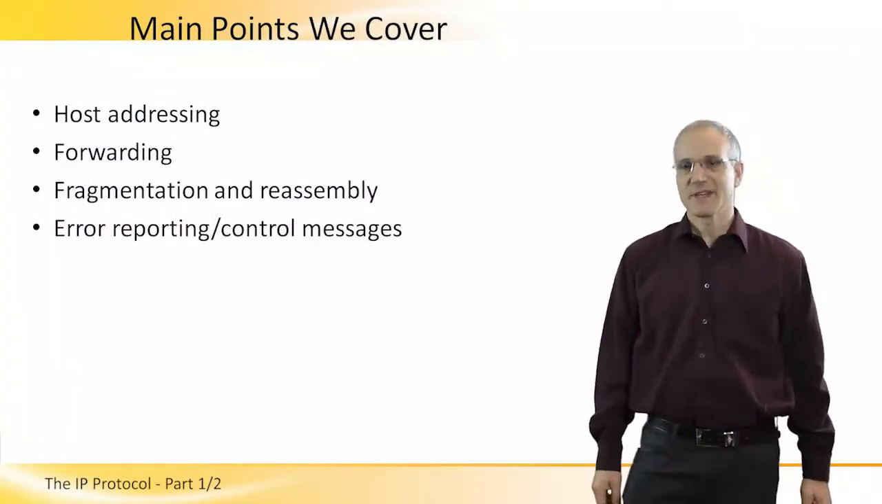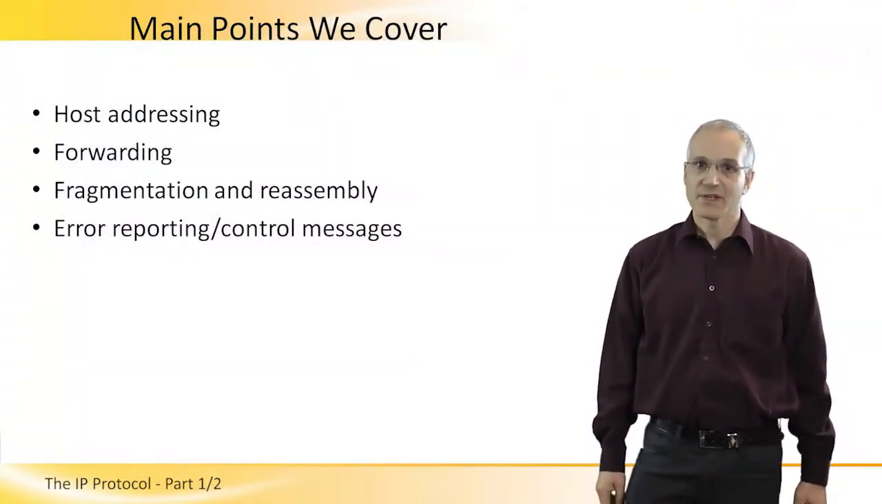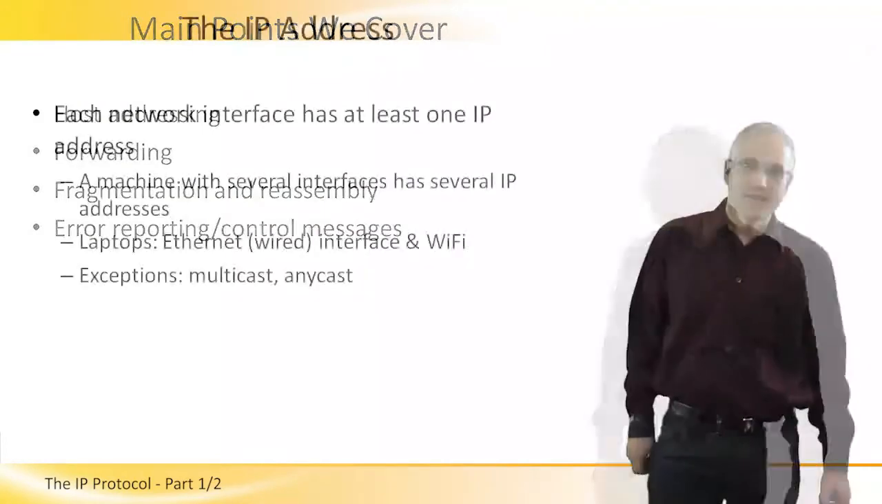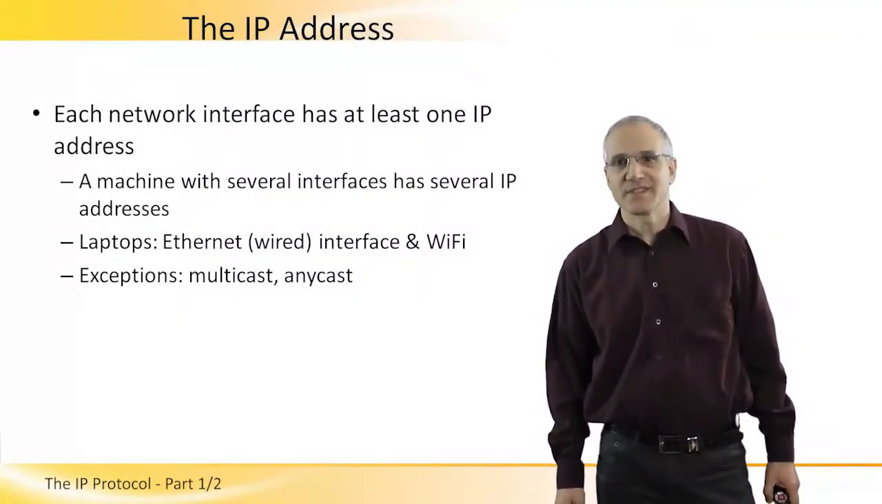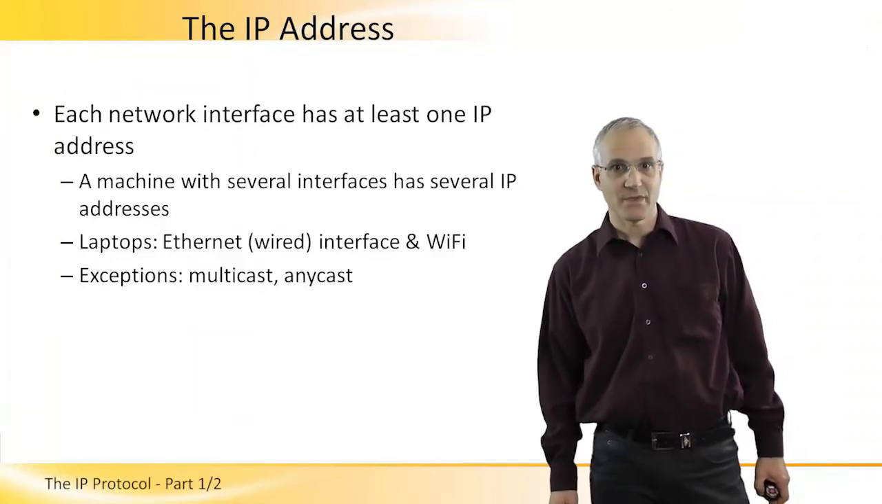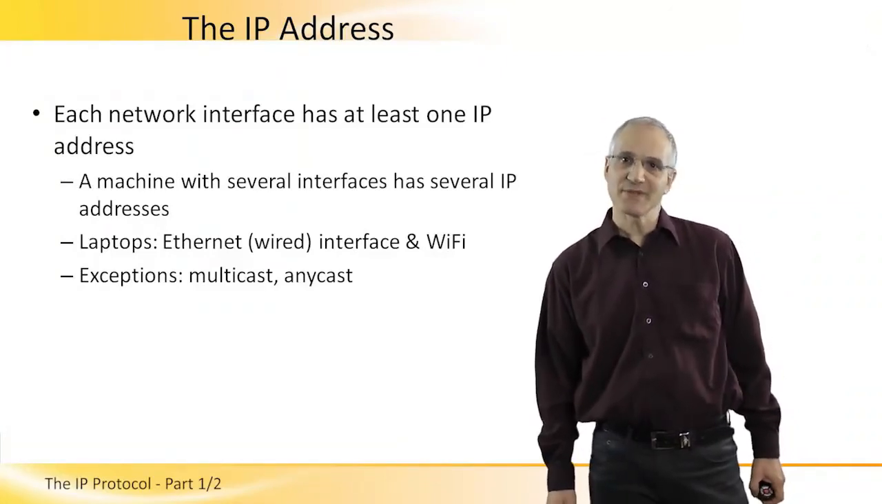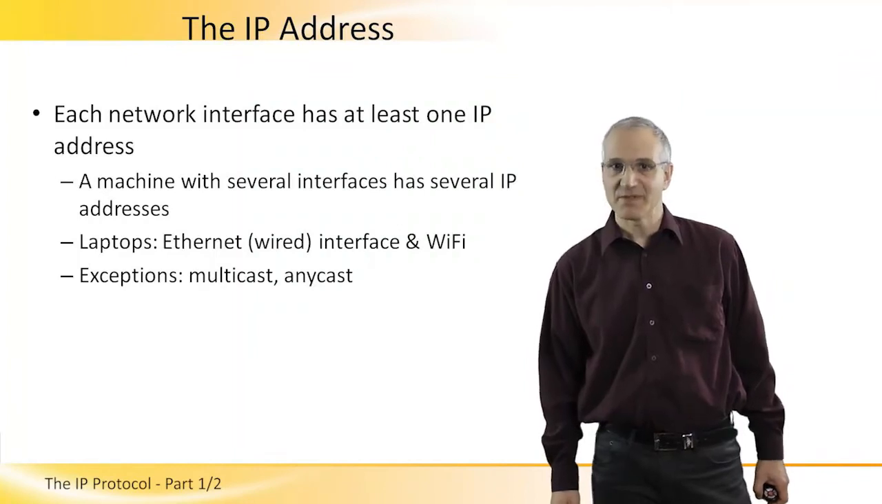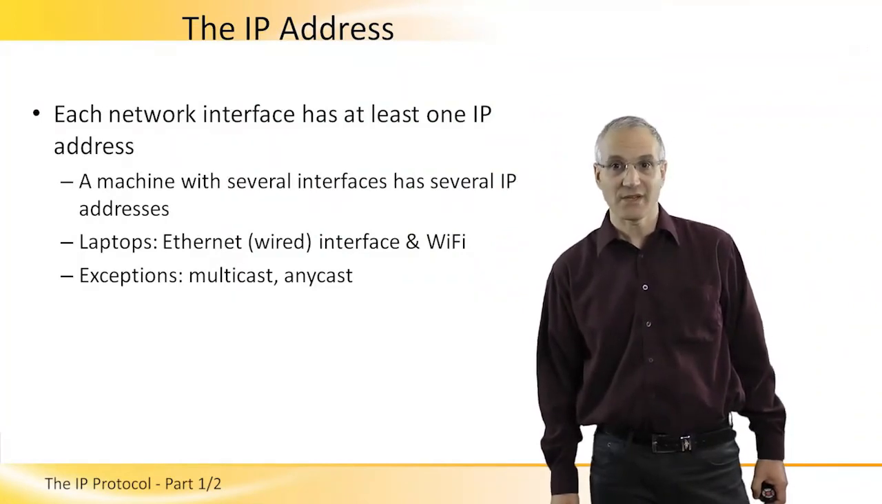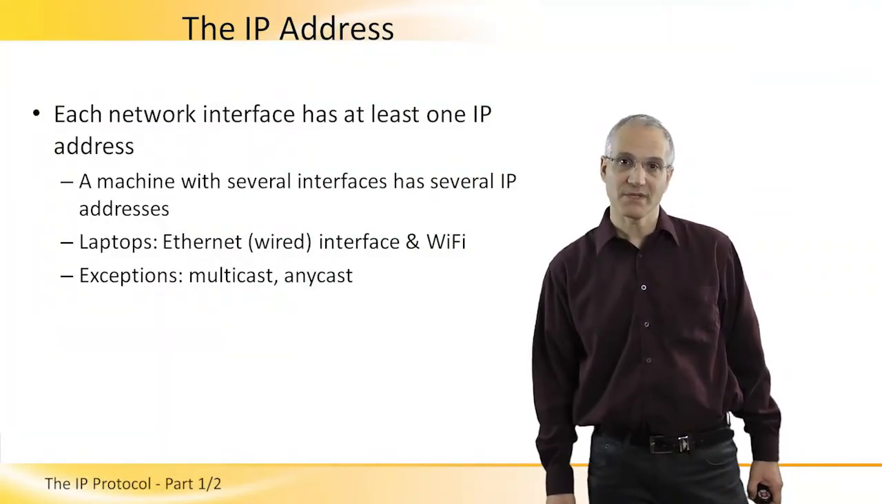The main points we're going to discuss in this presentation are the addressing of IP, forwarding, fragmentation and reassembly, and error reporting and control messages. So in IP, each network interface has at least one IP address, which is unique. So machines with multiple interfaces have multiple IP addresses. For example, most laptops today have both Ethernet wired interface and a Wi-Fi interface.